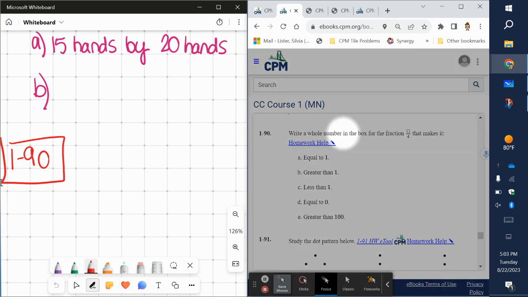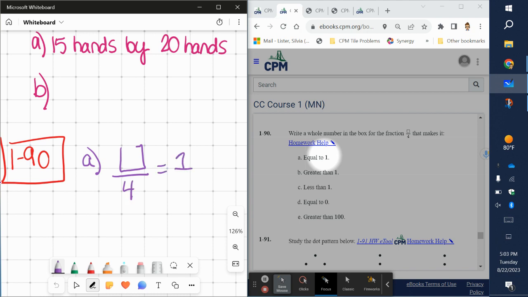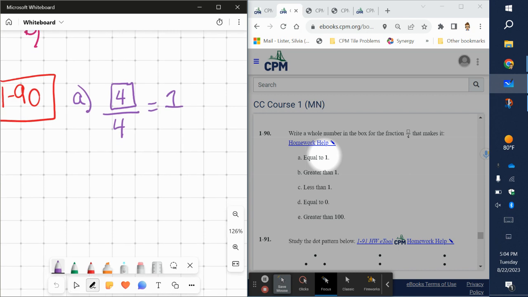Write a whole number in the box for the fraction blank over 4 that makes it equal to 1. So I know that any number on the top and on the bottom is going to give me 1, because any number divided by itself is 1. So inside this box, I need to put a 4. That's going to make it equal to 1. I want the same thing on the top and the bottom because there's 4 groups. I'm sorry. If I have 4 things and I split it into 4 groups, that's going to give me 1 thing per group.